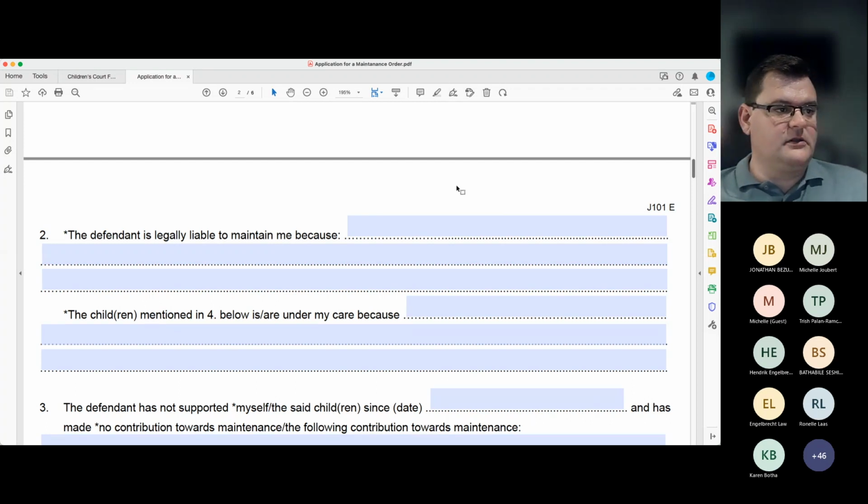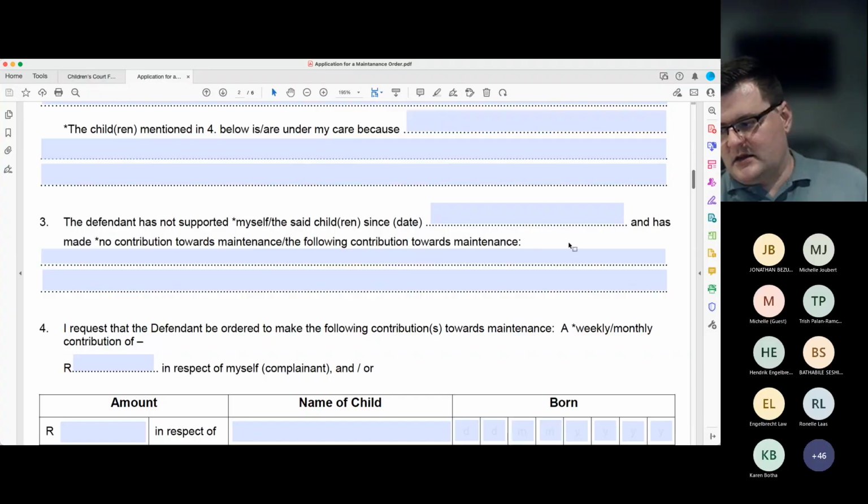So defendant is legally liable to maintain me because, well, we're married and they are not maintaining me, and we have a reciprocal duty of support, stante matrimonia. Or the children mentioned in 4 below because the defendant is a biological parent and they are not, or they are a biological grandparent and the other parent and myself cannot support, and here are the reasons why we cannot support, etc.